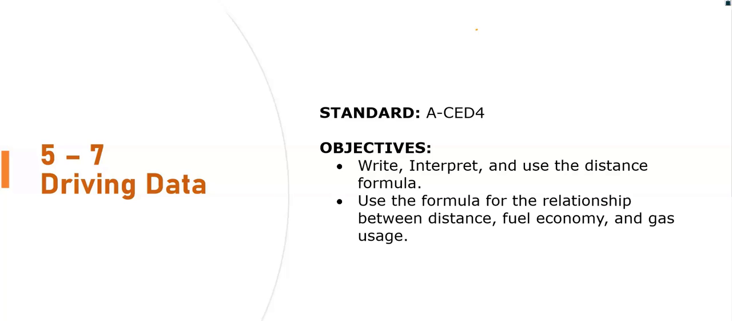Okay, so we are going to be looking at Unit 4, Learning Set 7. This matches Section 5.7 in your workbook. And our objectives are to write, interpret, and use the distance formula, and then use the formula for the relationship between distance, fuel economy, and gas usage. So hopefully you remember the distance formula from your previous algebra classes.